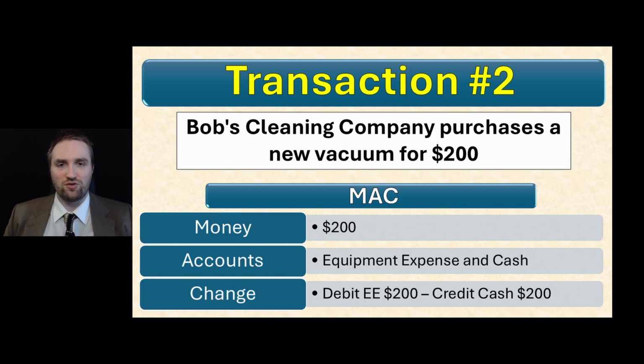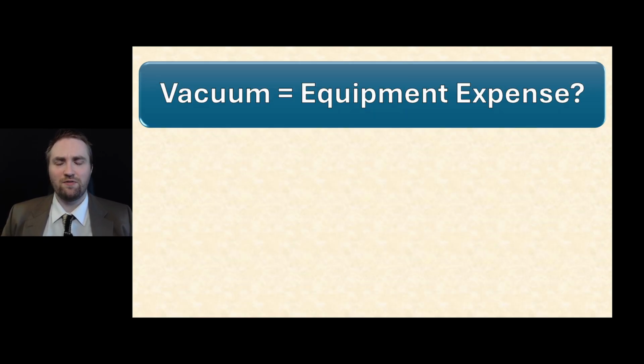Credit cash, $200. As you probably realized at this point, the most challenging part of recording transactions is determining what the correct accounts are. Just remember, think about where the account might land on the accounting equation. Crediting cash is easy here, but how do we know the vacuum is an equipment expense? This one's a little trickier.